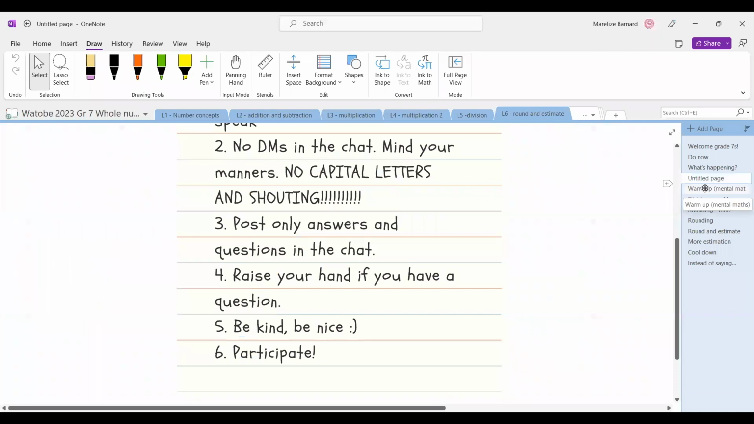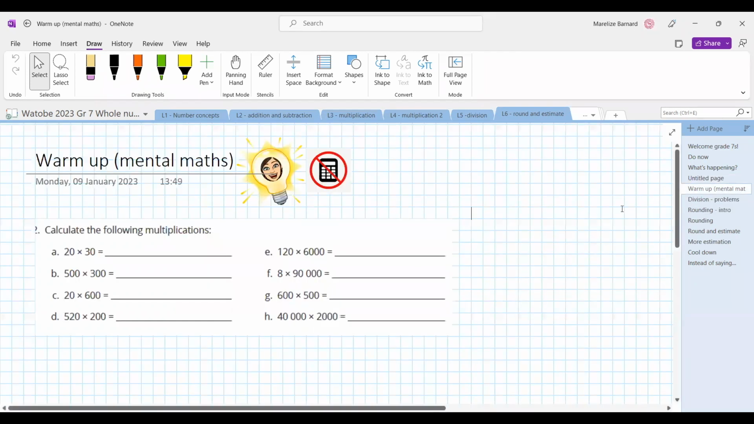I want you to get ready there where you are with your pen and your paper, no calculator, just your beautiful big brain as your calculator. So get ready. We're going to warm up and do a minute and a half of mental maths when I say you can start. Okay, everyone ready? And 5, 4, 3, 2, 1, and start.